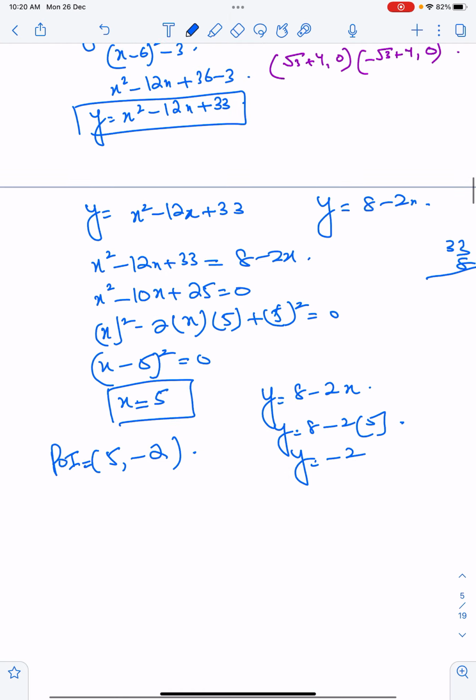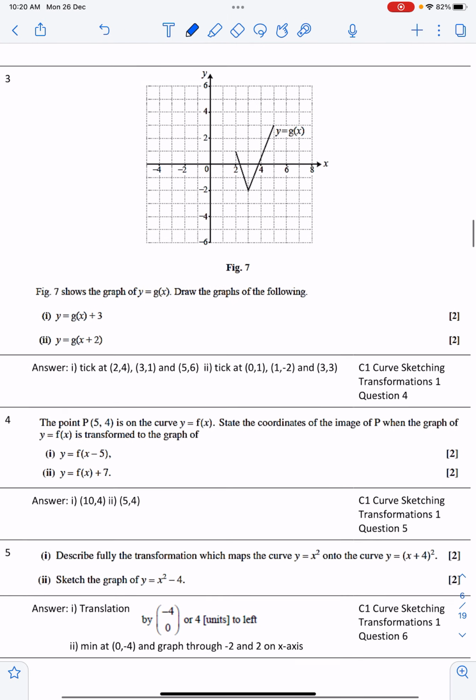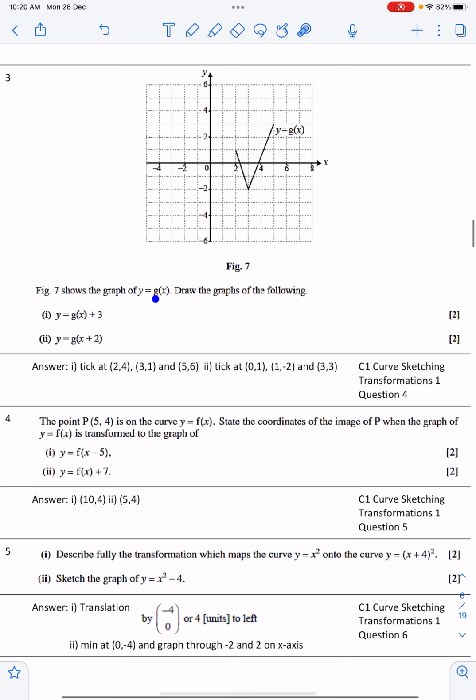Okay, moving on to question number 3. It says figure 7 shows the graph of y equals g of x. Draw the graph of the following: g of x plus 3, that means you have to shift the graph 3 units upwards. No translation on the horizontal side, but vertically you have to shift it 3 units up. So I'm just shifting the whole curve 3 units up.